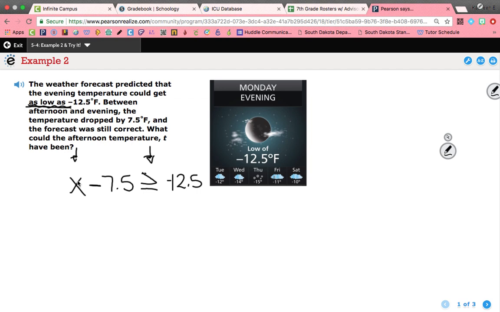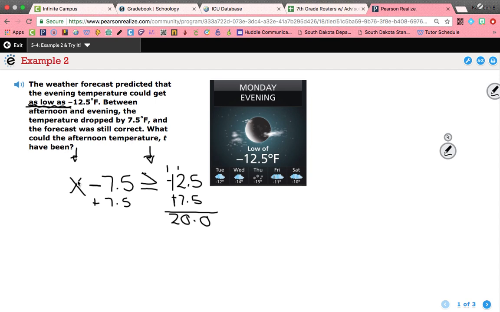Okay, so we would add 7.5 to both sides. 5 and 5 is 10. 7 and 3 is also 10. 1 and 1 is, oh, that's not a 1. 1 and 1 is 2.0.